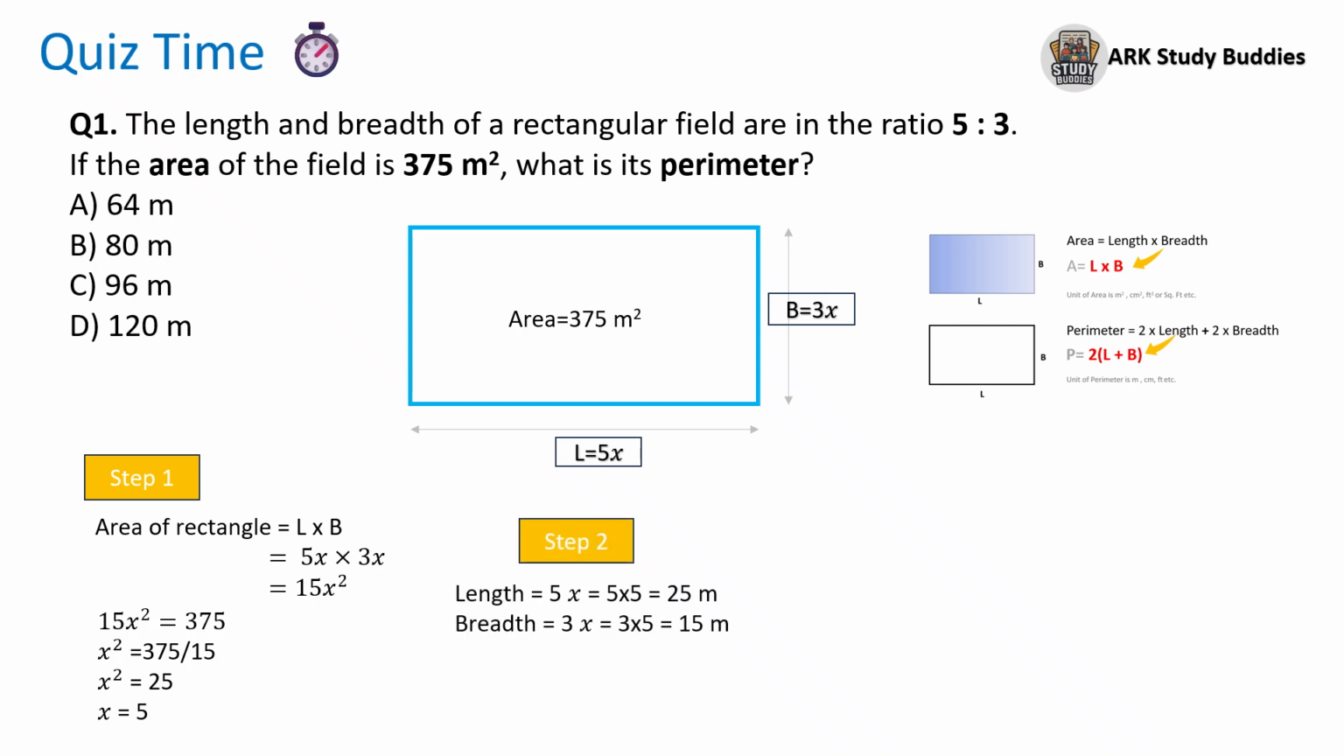In step 2, length is equal to 5x, which is equal to 5 into 5, 25 meter. Breadth is equal to 3x, that is 3 into 5, 15 meter. In step 3, perimeter is equal to, applying the formula, 2 into L plus B, that is equal to 2 into 25 plus 15, that is equal to 80 meter. Answer is option B.